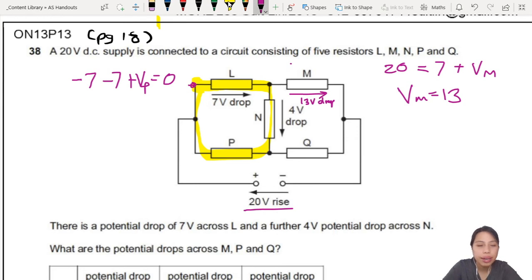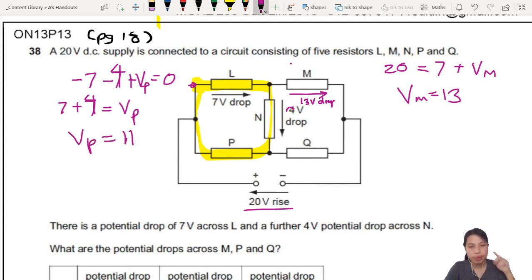This is a variation of that one. Or you can think of it this way. 7 plus 7 equals to VP. Or the one that go down and then all the one that go up. So check and see. Did I write 7? 4. Sorry. This is supposed to be 4. Because here is 4. 7 plus 4. Okay, so what is VP? So here VP should be 11.